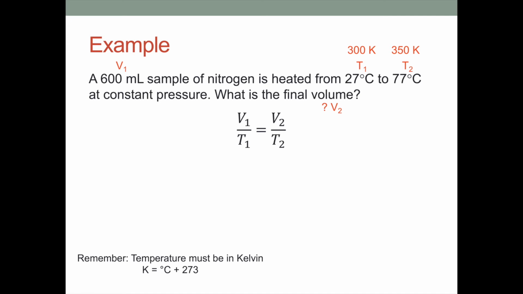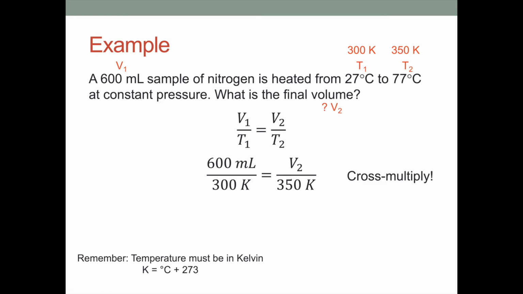Now I can plug in. I've got 600 milliliters over 300 Kelvin equals my variable V2 over 350 Kelvin. Now, in case you're a little shaky on the algebra here, you're going to solve this by cross multiplying. So it'll be 300 times my variable x equals 600 times 350. So now when I solve for x, my second volume is 700 milliliters.